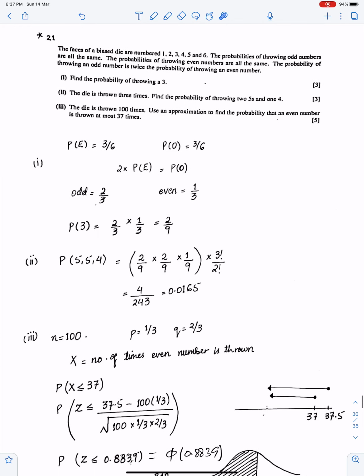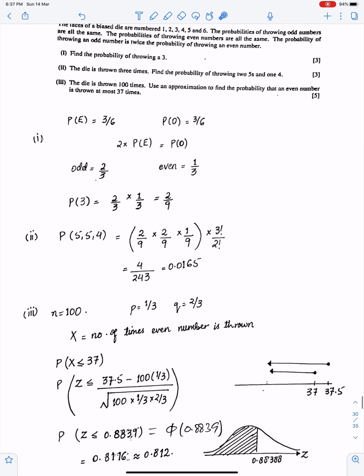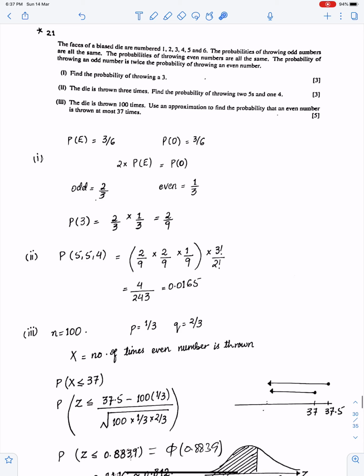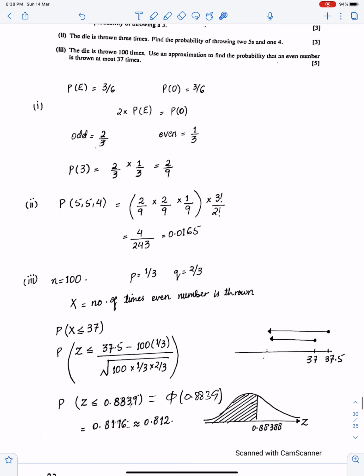21, part 3. The die is thrown 100 times. Use an approximation, meaning normal approximation, to find the probability that an even number is thrown at most 37 times. The probability of an even number is 1 upon 2. So P is 1 upon 2. Sorry, P is 1 upon 3.